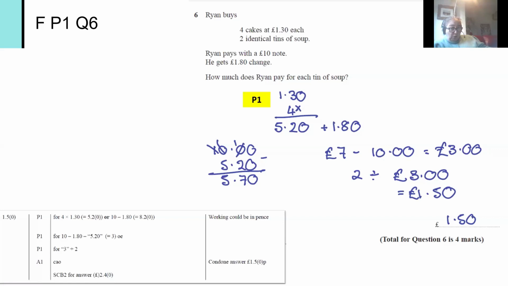So you've got your 4 lots of £1.30. Then you've got the second process mark, but it was done in 2 steps. And then everybody, I'm hoping, is screaming at me going, but they've done 7 take away 10, not 10 take away 7. That is condoned because it led to the correct answer. If that had given an incorrect answer, it wouldn't be condoned. And similarly, 2 divided by £3 is condoned because it led to the correct answer. So that one is awarded full marks.